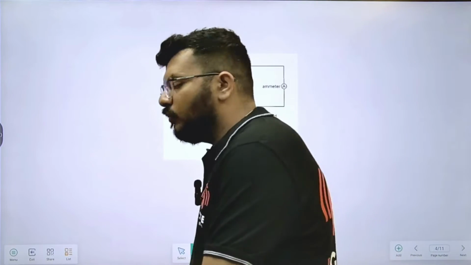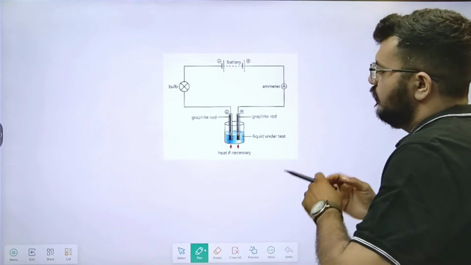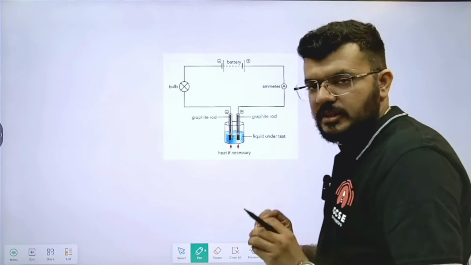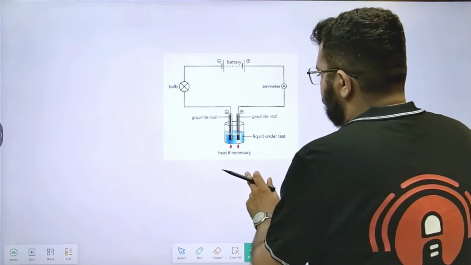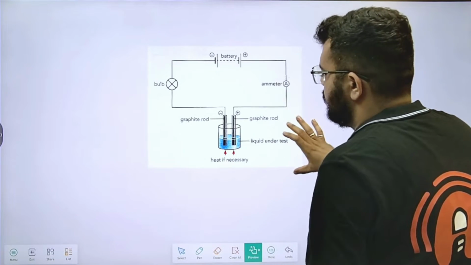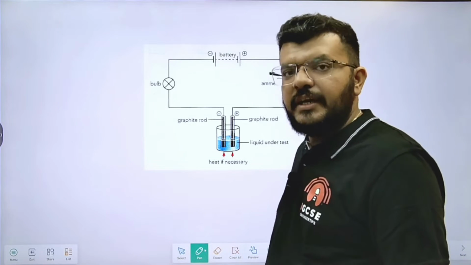Now you know what is oxidation, what is reduction. We will now understand what is electrolysis and how it is done. For that, let us start with very basic things. There are conductors and insulators.